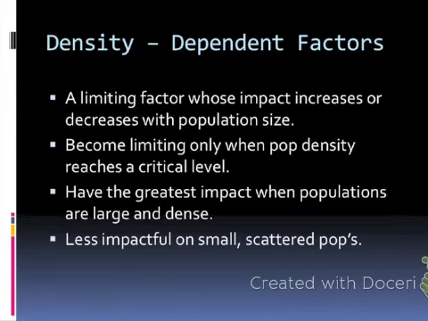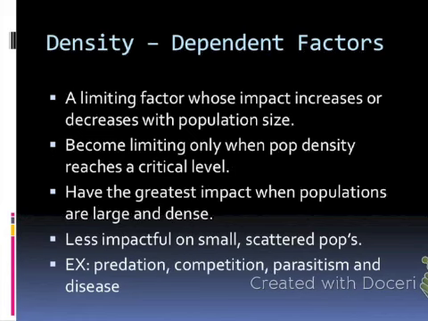If you have a smaller population, or a smaller population that is scattered over a large area, these density-dependent factors don't have as big of a role. So large populations that are very dense, that's when these density-dependent limiting factors become a problem.